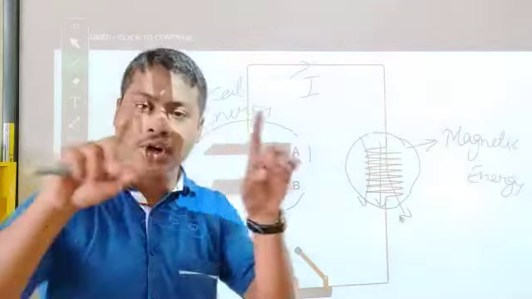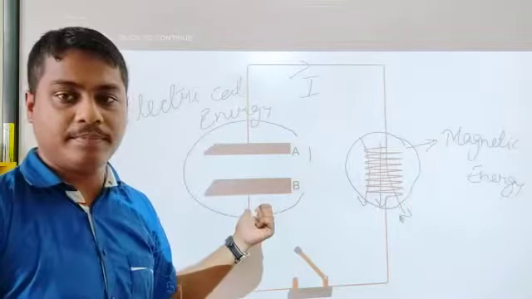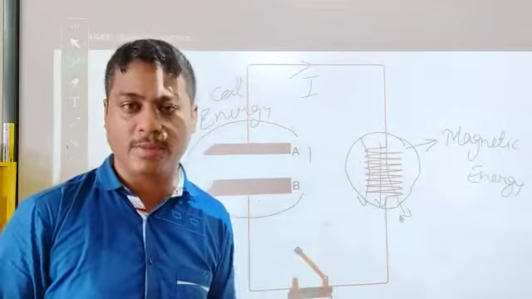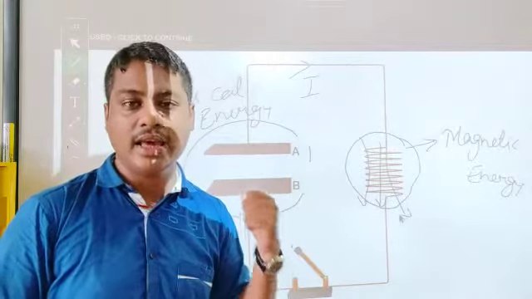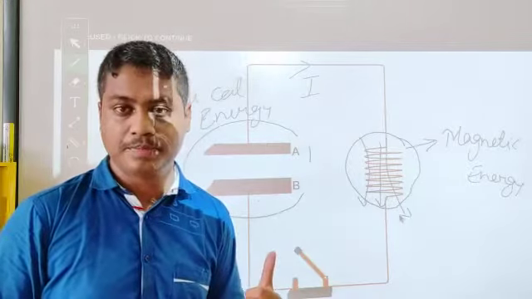This cycle will continue in this way. One will charge the other, the other will charge the first. This is how the conversion of energy takes place, and this is called LC oscillations. This is how the LC oscillations occur.